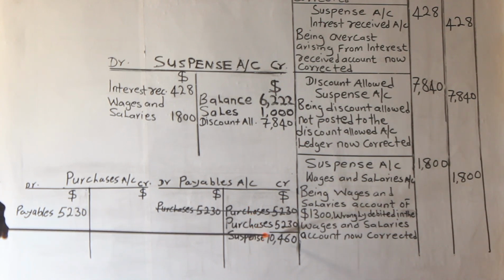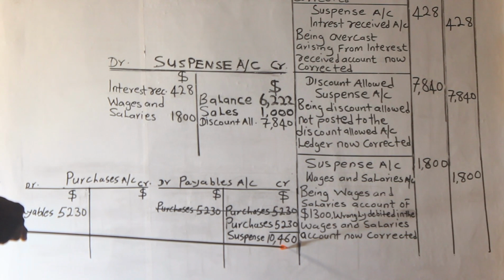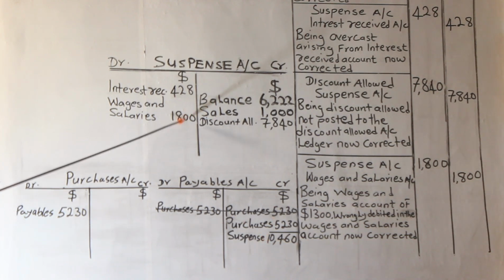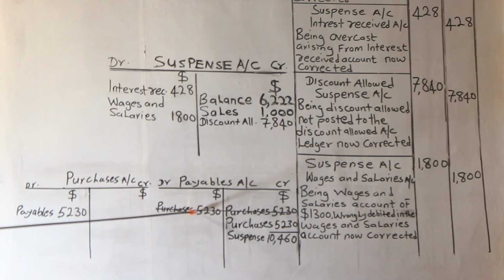What it implies is that this error of $10,460 has succeeded in increasing the trial balance by $10,460 on the debit side. So we are going to place this $10,460 on the debit side of the suspense account. Remember that the error resulted in overcast in the payables account on the debit side. It means that the debit side has been increased by 10,460. That is exactly what we showed here.